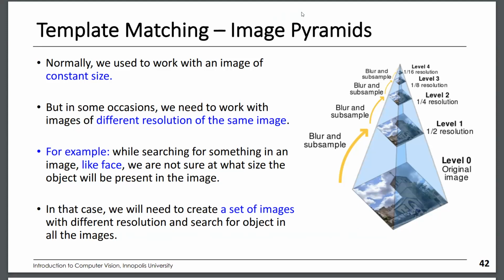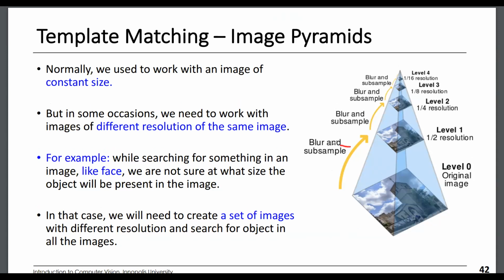Let's talk about it here before going forward. So here we understand the subsampling part, but can somebody tell me why we should blur the image before we subsample it and get the next ones? Why would it be useful for us to blur an image before we subsample from it? What does blurring do for you?